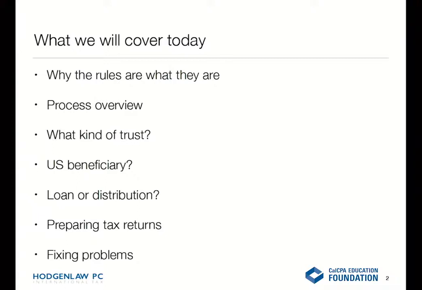Loan or distribution. Some loans are actually characterized as distributions if they don't meet certain criteria. So you'll have to report those as distributions. Then probably the biggest part of the presentation will be spending on preparing the tax returns and understanding how to fill out the forms. And then lastly, we'll take a look at fixing problems if you file the return late, or if you're facing a really big tax risk because your foreign non-grantor trust has been sitting there for a really long time accumulating income, and you need to find a way to minimize the tax when you're taking money out of it. So let's get started.